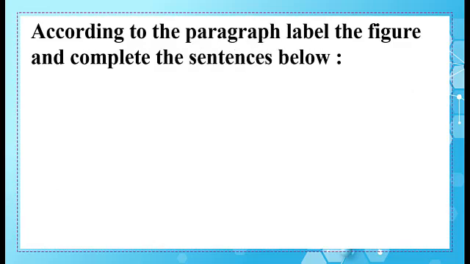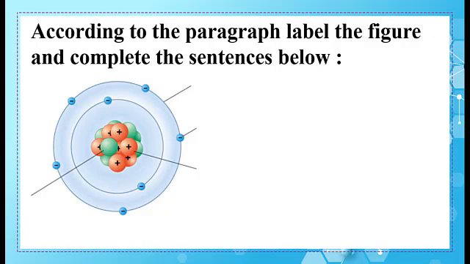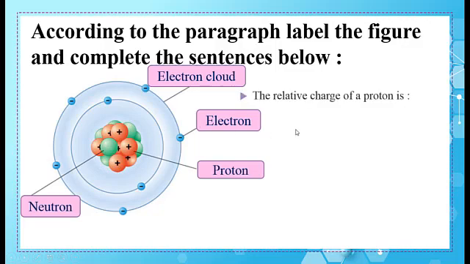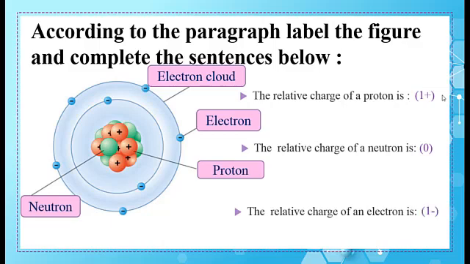Now, let's put our knowledge to the test. According to the paragraph, label the figure and complete the sentences below. The large region of an atom is called the electron cloud. The electrons move freely in the electron cloud. Protons are located inside the nucleus and they are positively charged. Neutrons are also located inside the nucleus, but they have no charge. The relative charge of a proton is 1 plus, since it's positively charged. The relative charge of a neutron is 0, since it's neutral. And the relative charge of an electron is 1 minus, since it's negatively charged.